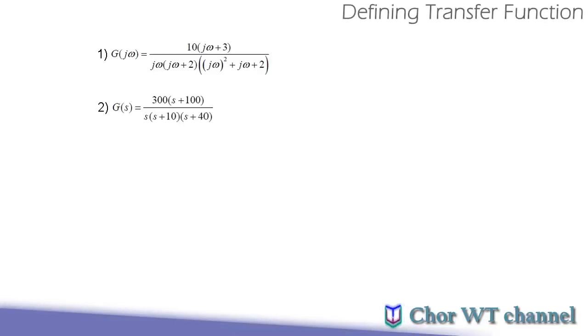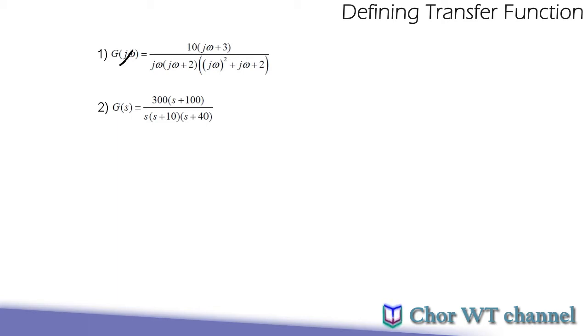Hi everyone, in this video I'm going to demonstrate how to generate transfer functions using Matlab, or more precisely, we are going to declare a transfer function variable in Matlab. We will look at two typical examples that we normally see in the context of control system engineering. The first one has the complex variable j omega, which is very commonly seen in frequency domain analysis.